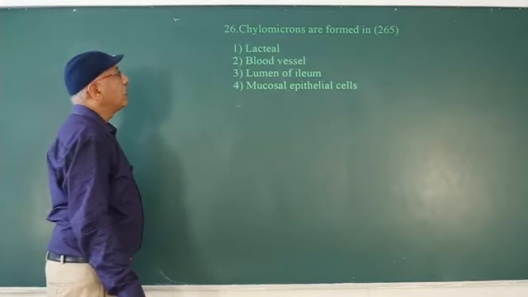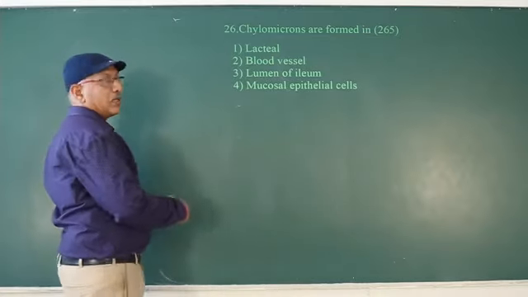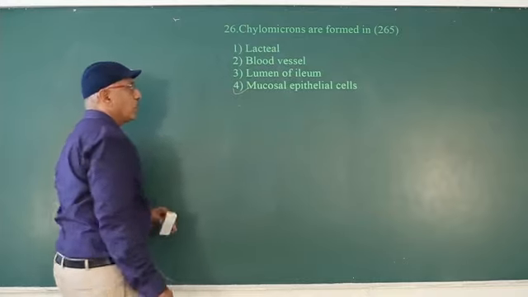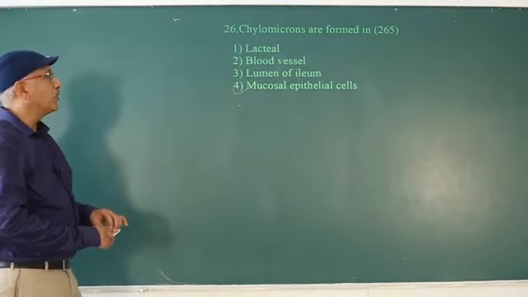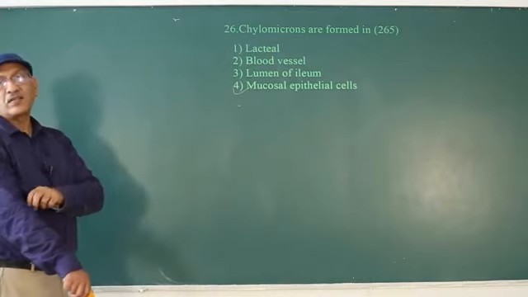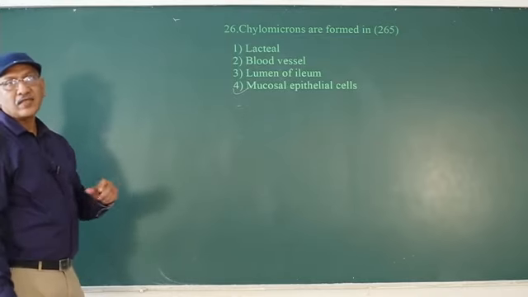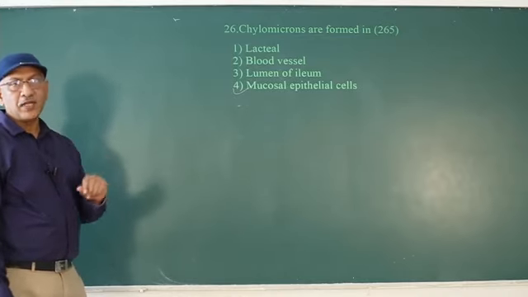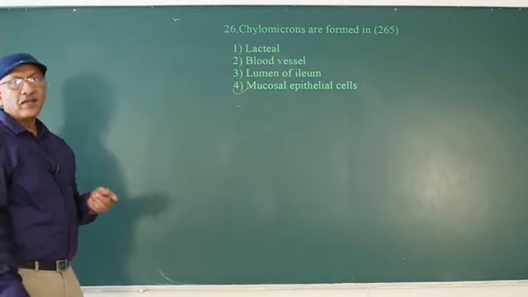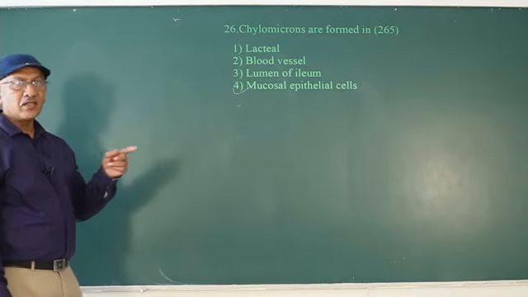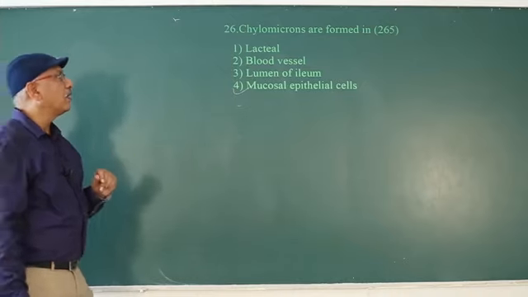Chylomicrons are formed in mucosal epithelial cells. Mucosa is the fourth layer. In mucosal epithelial cells, chylomicrons are formed. Around the micelles, emulsified fats, proteins form a layer. Within the protein layer, the micelles together are known as chylomicrons.